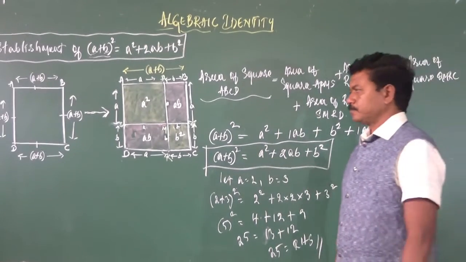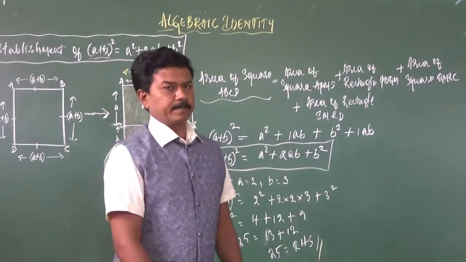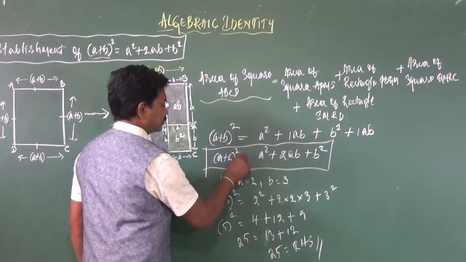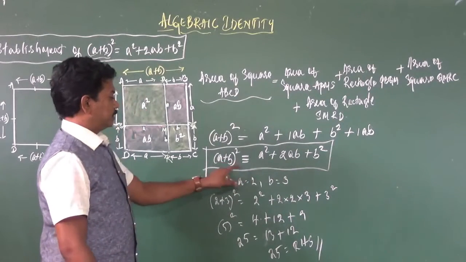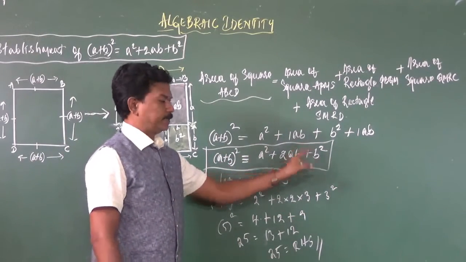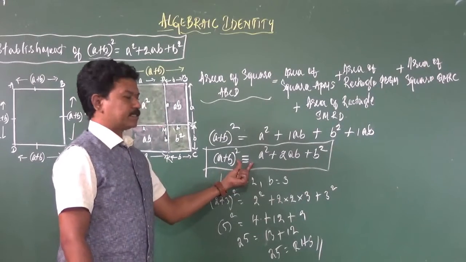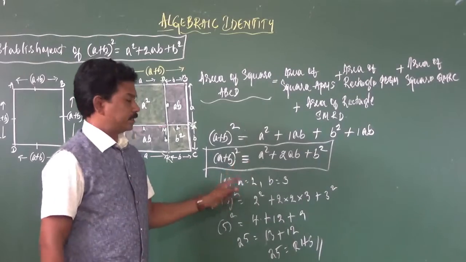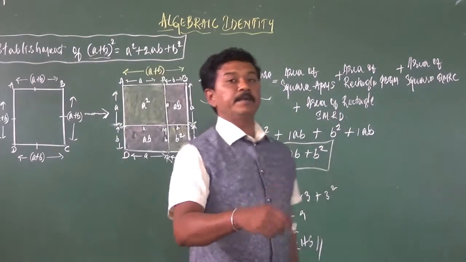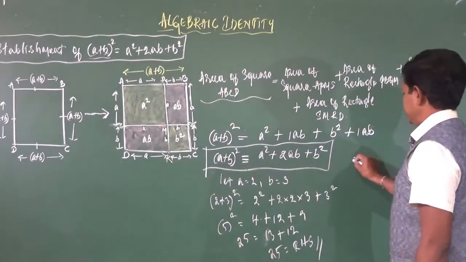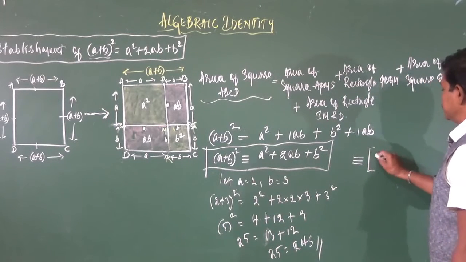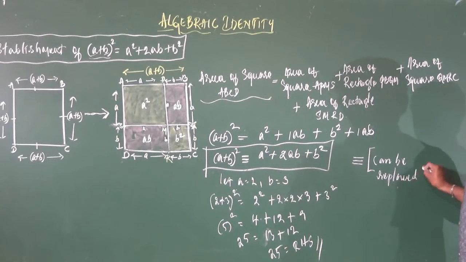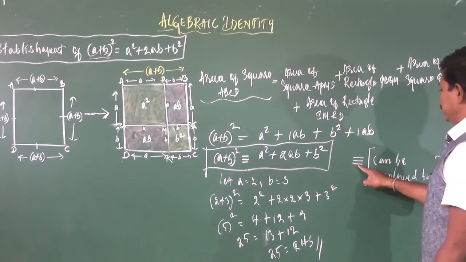Usually, an identity is always represented by 3 bars written between (A plus B) whole square and A square plus 2AB plus B square. Here the 3 bars are read as "can be replaced by". For example, if I write 3 bars like this, it indicates "can be replaced by". So this is how you have to read this.